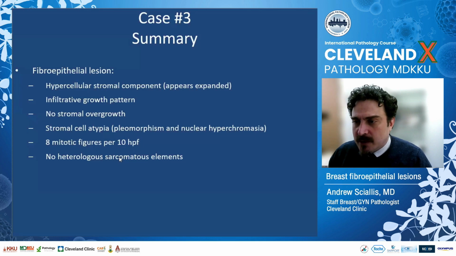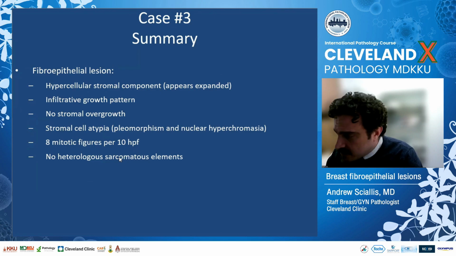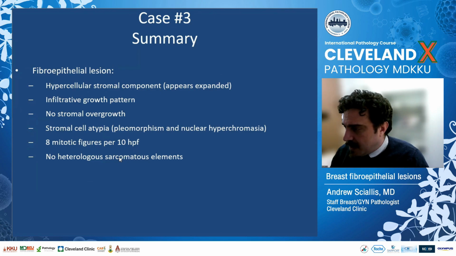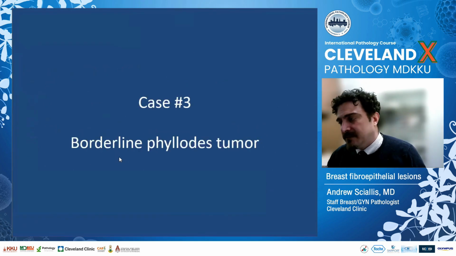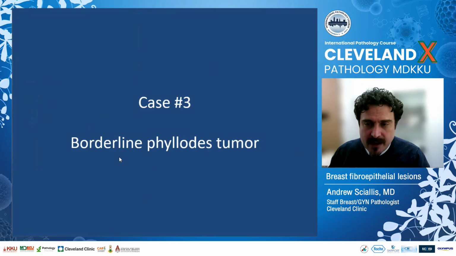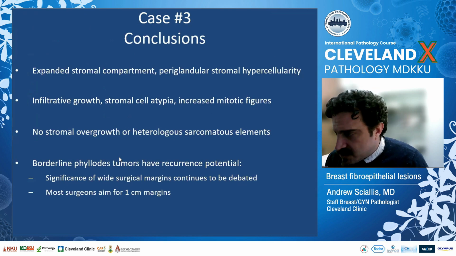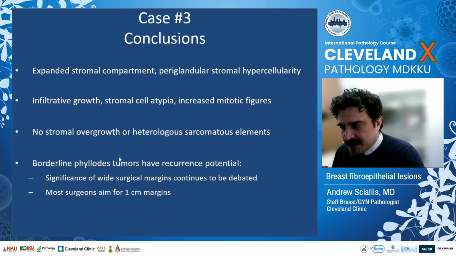So, hypercellular stromal component, but no overgrowth. It's infiltrative. There is atypia, 8 mitotic figures per 10 high-powered fields, but no heterologous sarcomatous elements. So there are areas of this that look malignant; the stromal component, if you took out all the glands, would look like a sarcoma. However, I can't check every single box in the malignant phyllodes tumor category, so it goes into the borderline phyllodes tumor category. The significance of this is that wide surgical margins should be discussed, but that's something only the surgeon is going to be able to do.